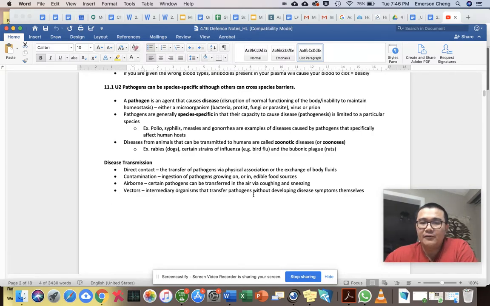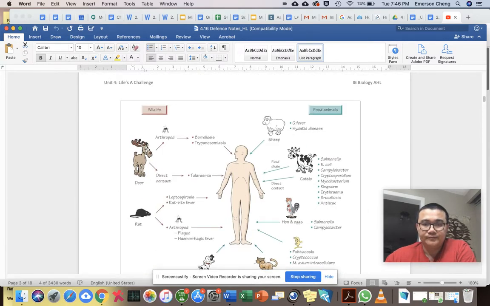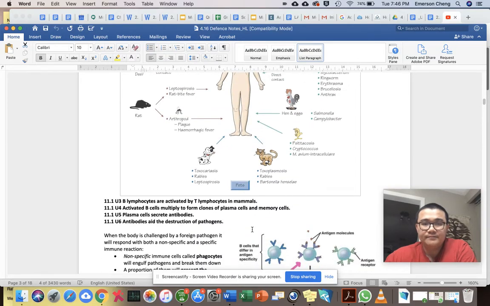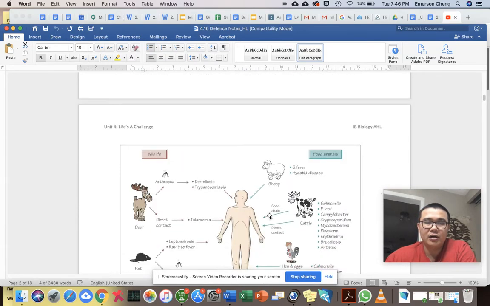Now, vectors, you're talking about organisms that transfer the pathogen without having symptoms themselves. So the rats for the bubonic plague, that's an example of that, because the bubonic plague is, if I remember correctly, a bacteria that infects the flea. I think it's a bacteria or parasite that infects the flea that is on the rats themselves. Here are some diagrams of other types of zoonotic disease. So that's just a little blurb here to talk about disease transmission.